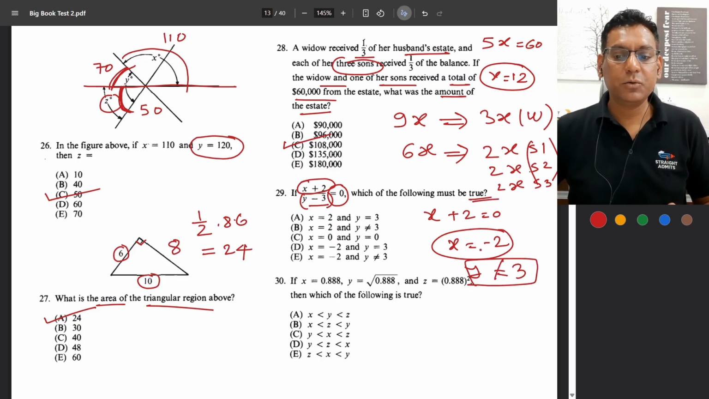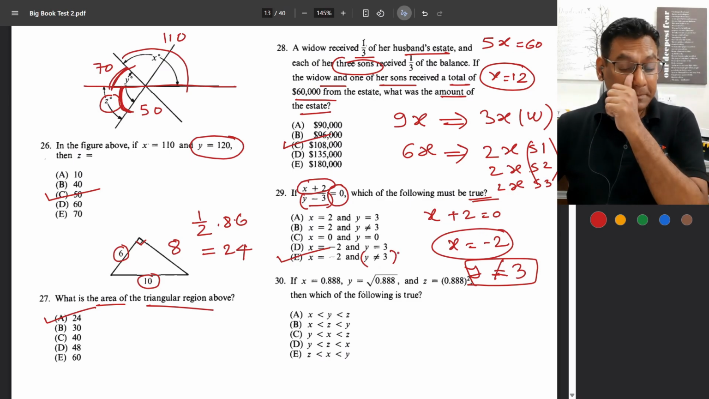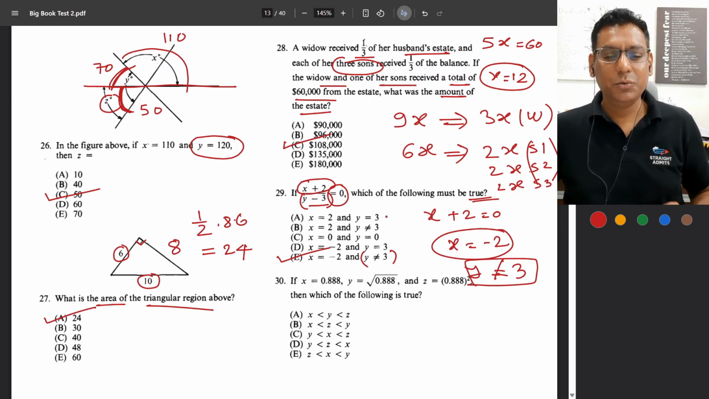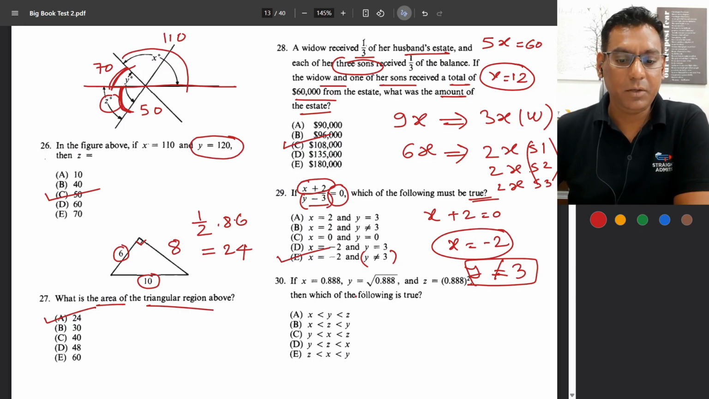Which of the following must be true? X is equal to minus 2 and y cannot be 3. Okay, this y cannot be 3, maybe you are not able to reason, but when you look at the answer choices you will realize that, right? Because if y is 3, then this becomes undefined.